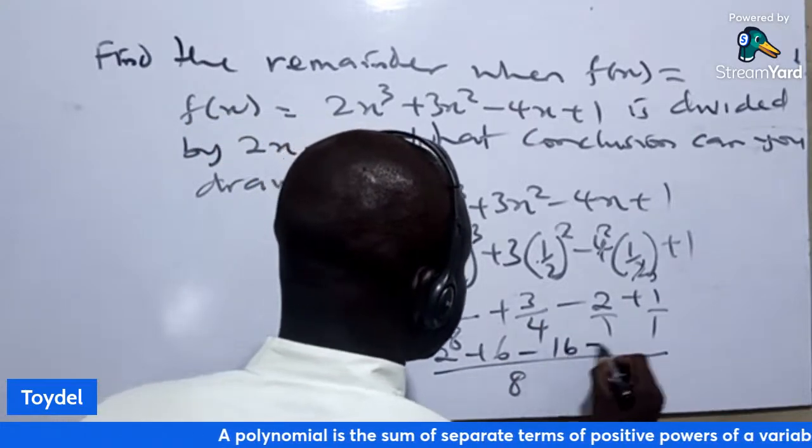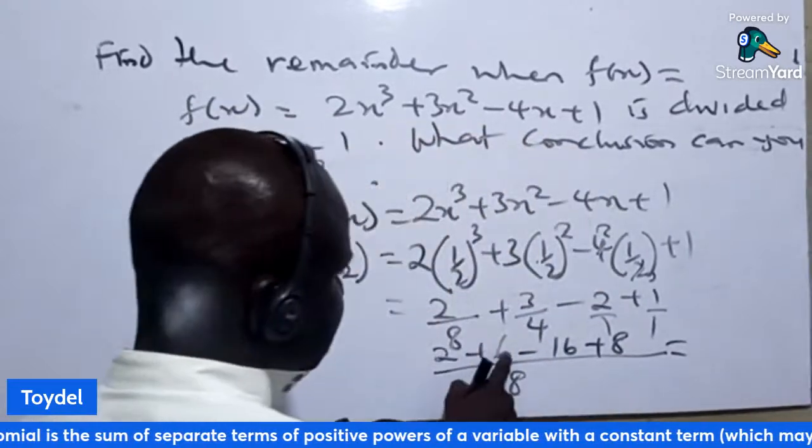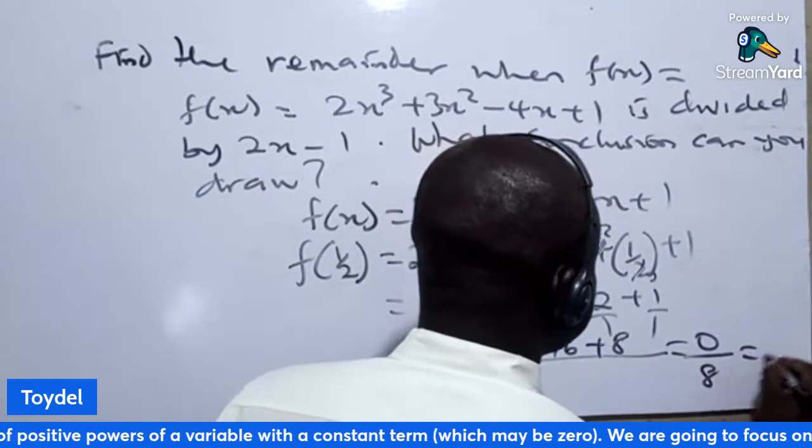Minus 16 plus 8. Then if you do that correctly, 2 plus 6 is 8, 8 plus 8 is 16, 16 minus 16 will be 0 over 8. That gives 0.